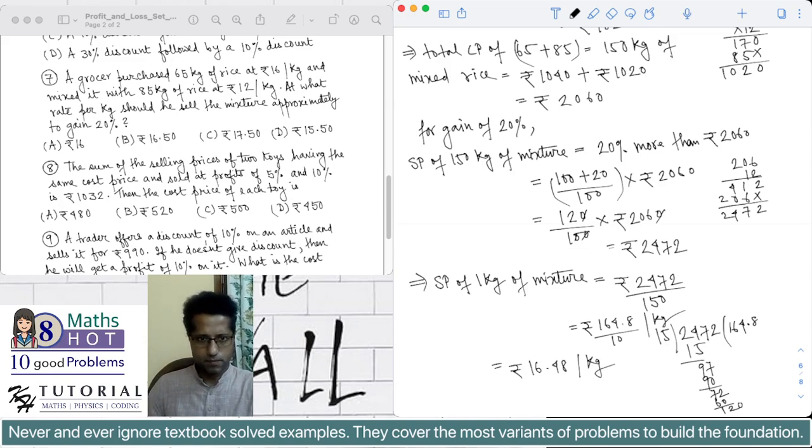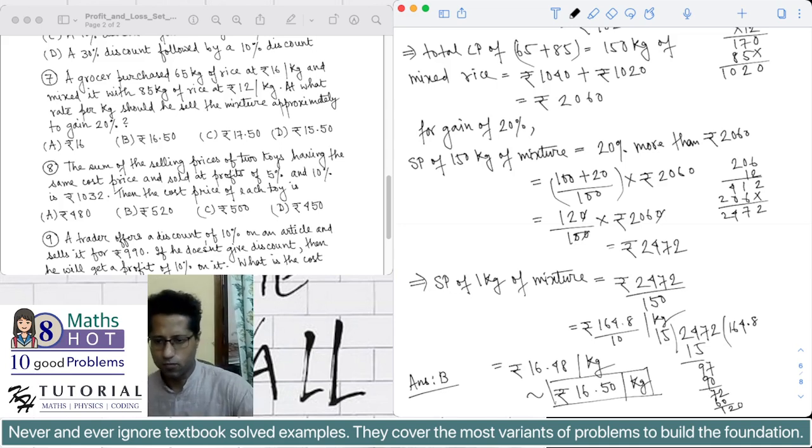So this is approximately equal to rupees 16.50 per kg. So the correct choice is B. B is the correct choice. 16.48 is approximately 16.5. If we round off 0.48, it is 0.5.